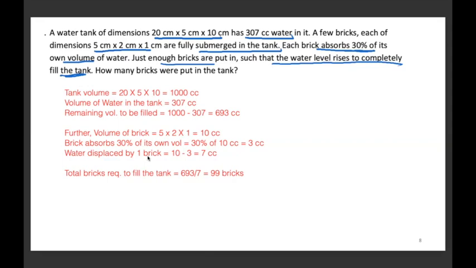So if one brick displaces the water by 7 cc, then the volume to be filled, which is 693 cc, will be displaced by how many bricks? It will be 693 by 7, which is 99 bricks. Okay, we'll move to the next one now.